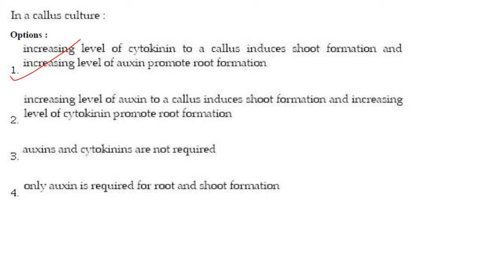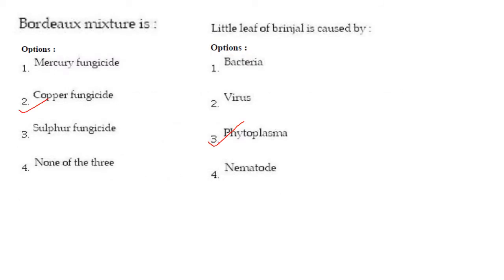Increasing the levels of cytokinin to the callus induces shoot formation and increasing level of auxin promotes root formation. Next one, increasing level of auxin to callus induces shoot formation and increasing level of cytokinin promotes root formation. Next one, auxin and cytokinins are not required, and 4, only auxin is required for root and shoot formation. Answer is option 1. Increasing level of cytokinin to a callus induces shoot formation and increasing level of auxin promotes root formation.